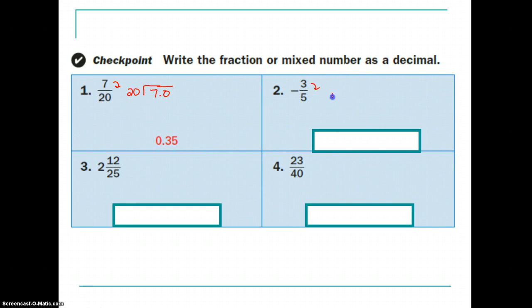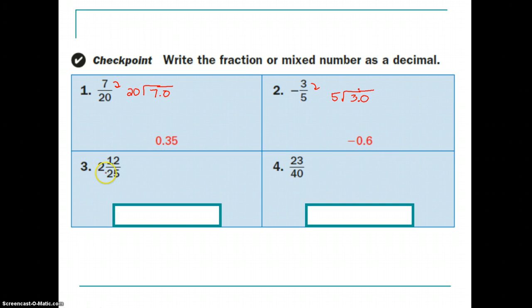Number 2, bring down the 3 and just do 5 into 3. You just know the answer is going to be negative. Add the 0. 5 into 30 actually goes 0.6, which is negative 6/10.